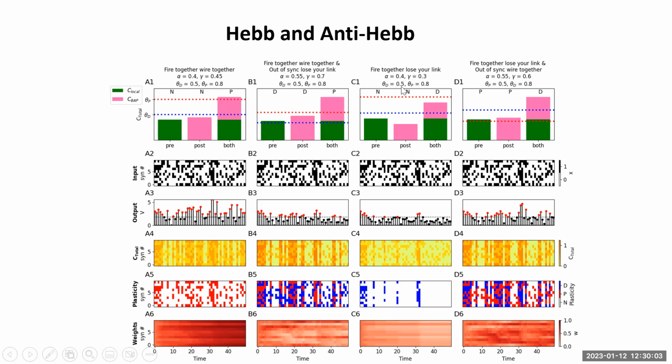So what's anti-Heb? Anti-Heb is the opposite of Heb. So you have fire together, lose your link. This one is the opposite of this one. Here, if you only have presynaptic calcium or only postsynaptic calcium, you get nothing. But if you have both, then you depress. So here you only have depression in all the synaptic weights. Eventually, you let it run, the synaptic weights get weaker, voltage goes down, and you have less spiking. And now you have the penalization version of anti-Heb, which is fire together, lose your link, and out of sync, wire together. It doesn't rhyme, so it can't be true.